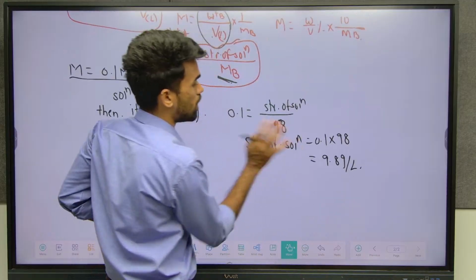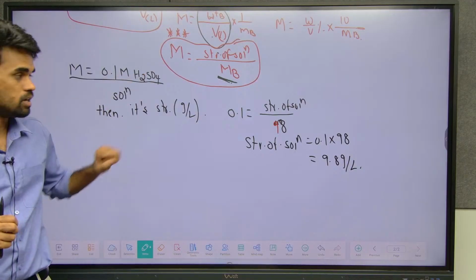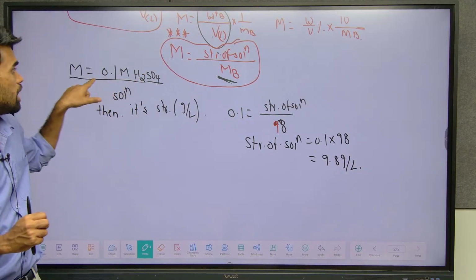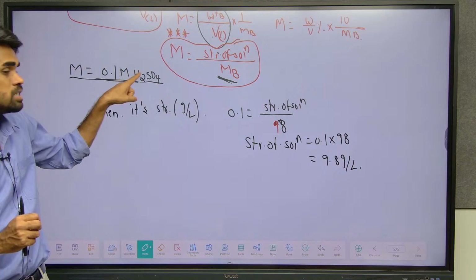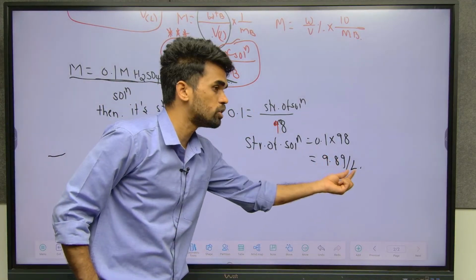So what does it mean? In order to make 0.1 molar sulfuric acid solution, how much quantity of sulfuric acid do you need to dissolve in 1 liter?